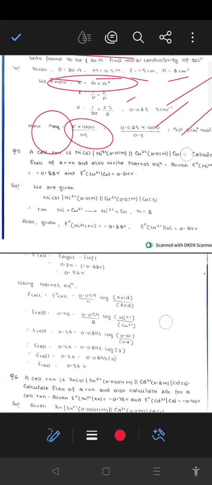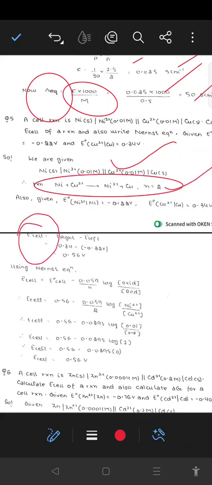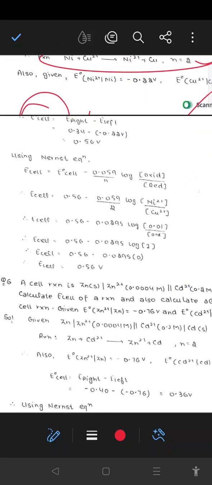Next one is again based on the Nernst equation, where a cell reaction is given. First write the overall cell reaction from the oxidation and reduction reactions. From this calculate E° cell, that is cathode minus anode. Next, by using the Nernst equation, put all the values and solve it and we will get the answer.